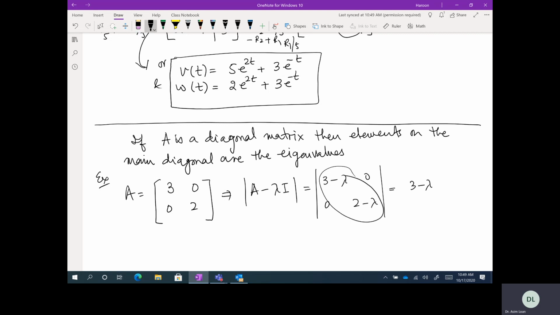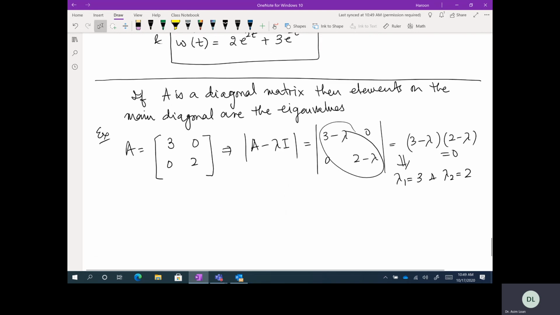So this is (3 minus lambda)(2 minus lambda) equals 0. This implies lambda 1 equals 3 and lambda 2 equals 2. And what are the corresponding eigenvectors? So lambda 1 equals 3 implies A minus lambda 1 I is simply 0, 0, 0, minus 1, right?